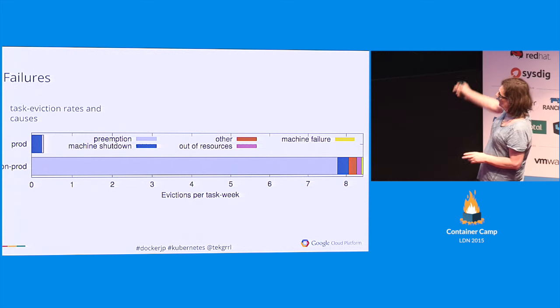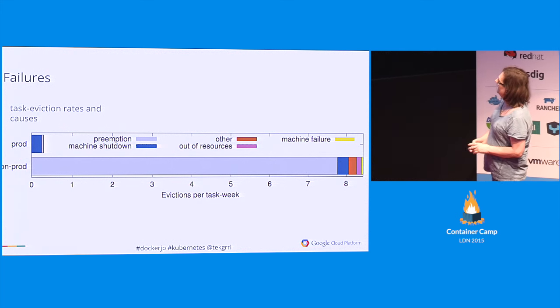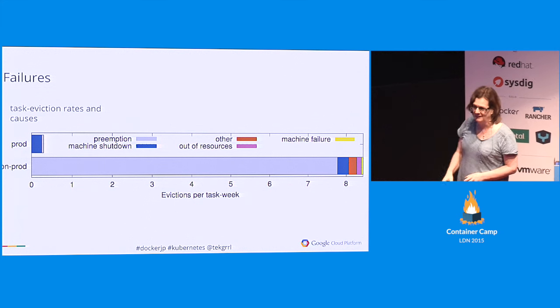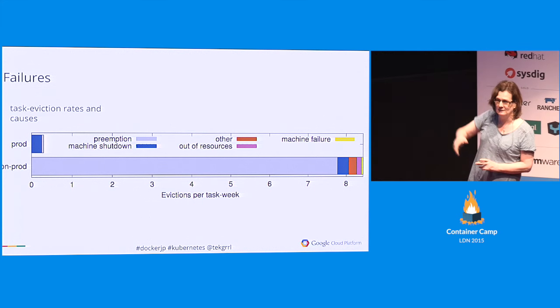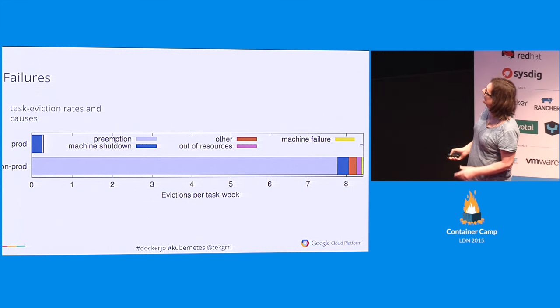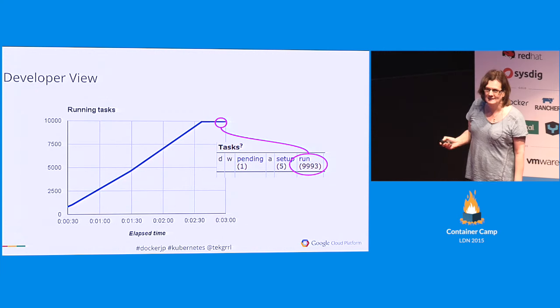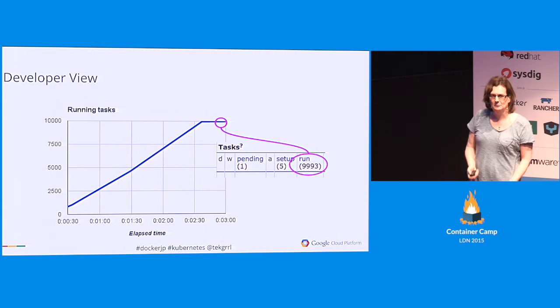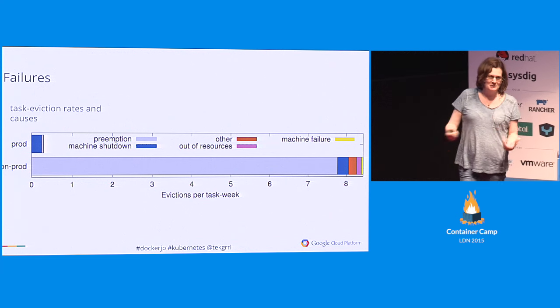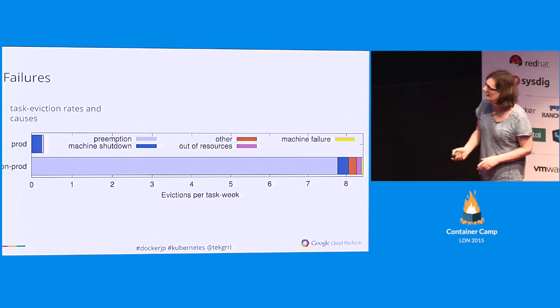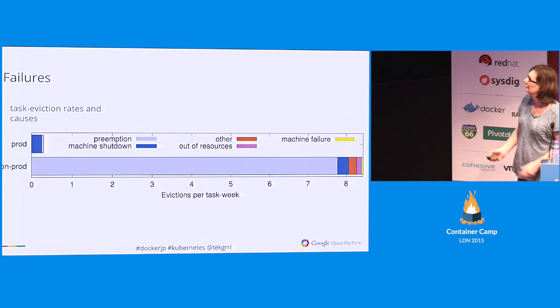They don't get evicted for any reason at all. And we have other things as well. We're not going to talk about them. But ultimately, this is evictions per task week, and that would account for the 7 that we saw on the previous slide that were missing. So we never quite get to 10,000, because some of them are being kicked off machines and rescheduled. These things will always be rescheduled and run eventually, but they're not high priority.